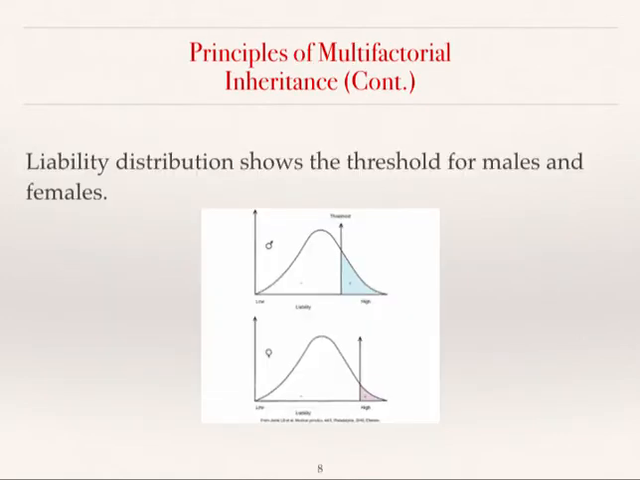This is just an example, and it's in the textbook. The liability distribution shows the threshold for males versus females. At the top, obviously, is male, bottom female, and this is for pyloric stenosis. So there's a lower threshold for males and higher for females, meaning it's a lot easier for boys to get it than girls, or it's a higher risk in boys versus girls for pyloric stenosis.